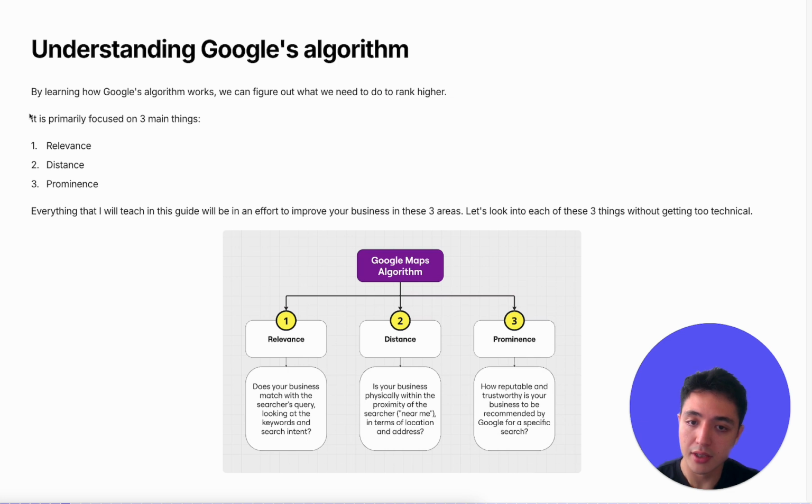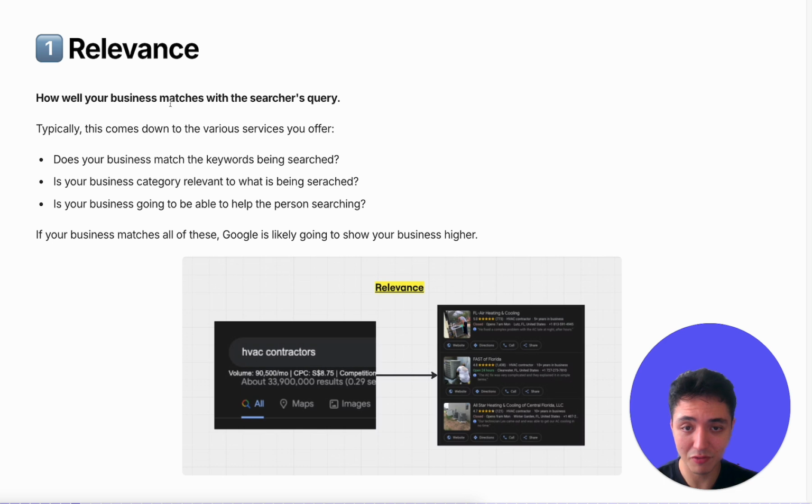So it is primarily focused on these three main things, and that's relevance, distance, and prominence. And I won't be going into these in too much detail because it might get too technical for some, but it's just good to know these things, and I'll be explaining the main gist of it, right? So getting into each one, relevance essentially just means how well your business matches with the search query. So what that means is basically when someone searches for your business, does your business match with what's being searched? So if you're a roofer, someone searches roofing services, does your business match with that? Is your business category relevant to what is being searched, right?